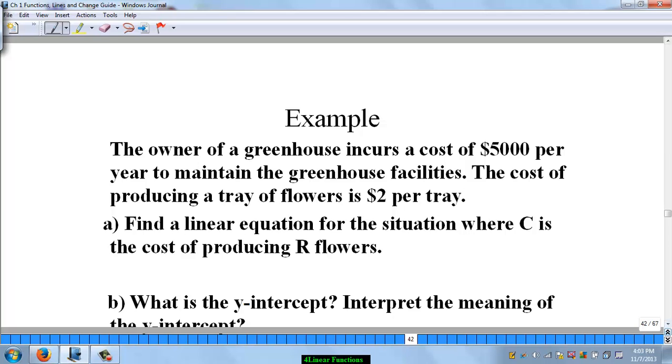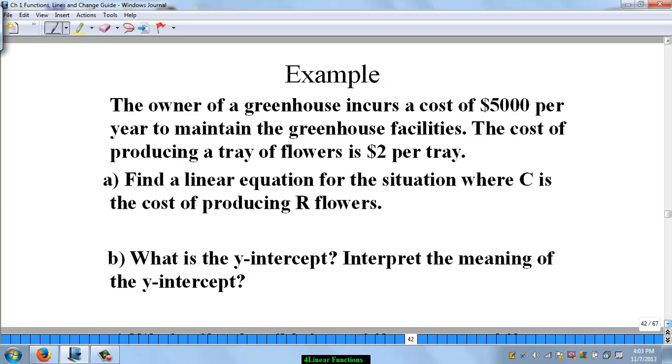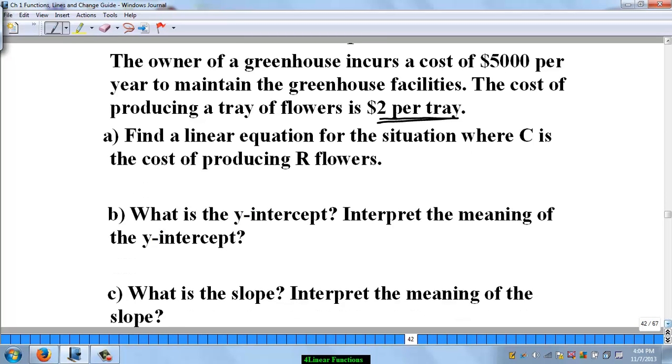All right, we have one last problem, and we're going to talk about the owner of a greenhouse. And he incurs a cost of $5,000 per year to maintain the greenhouse facilities, and the cost of producing a tray of flowers is $2 per tray. So as soon as I see that per, I know that's my rate, and it's costing $2 per tray. So it says find a linear equation for this situation. Well, let's wait and let's answer these other questions. We'll go up there. What is the y-intercept? Well, the y-intercept, or the b, is the $5,000. That is the startup cost to get the greenhouse.